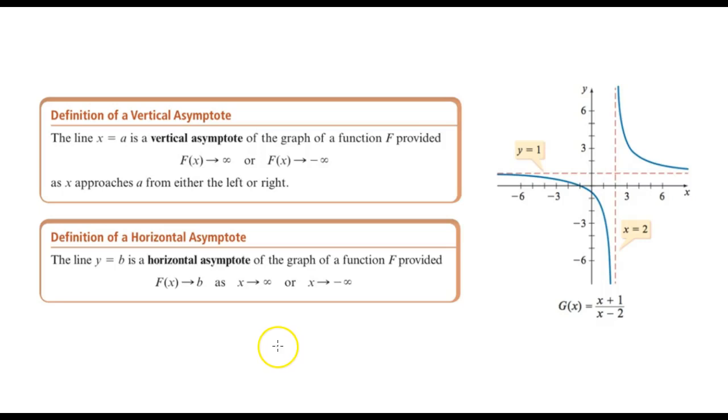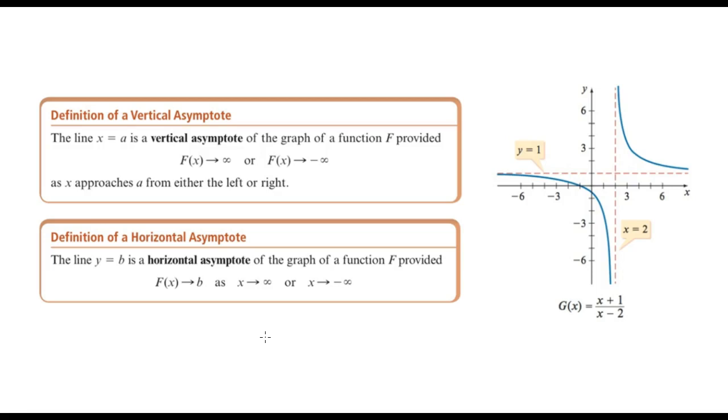All right, so we have here the definition of vertical asymptote and the definition of horizontal asymptote. This can be a little bit confusing, but I'll go ahead and point out and explain each of these definitions by looking at the graph and an example.